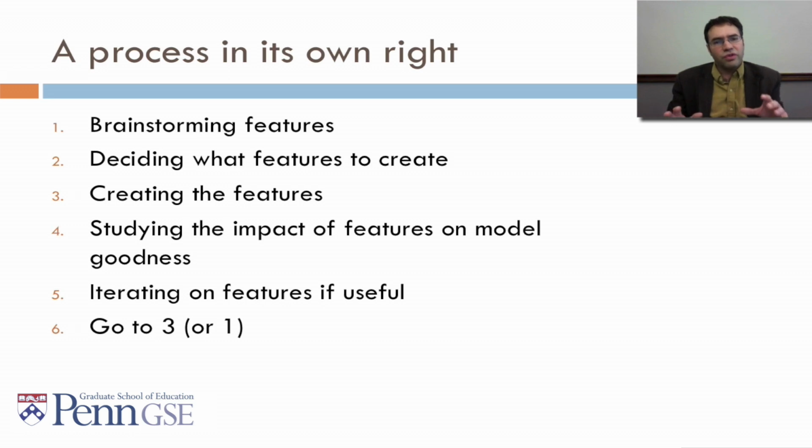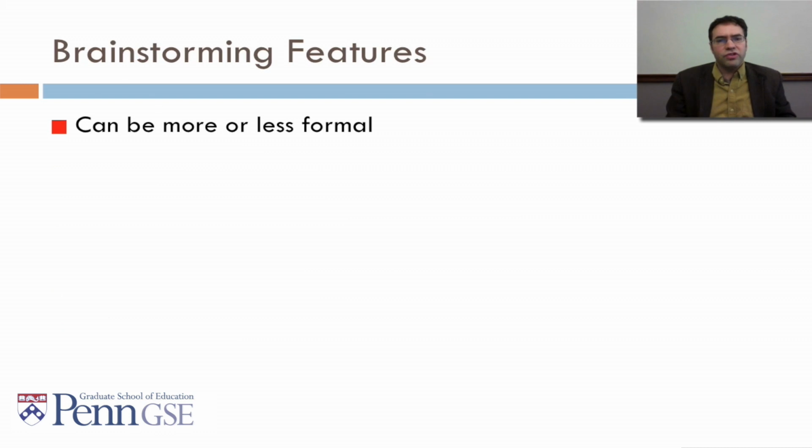It's a process in its own right. You brainstorm features. You decide what features to create. You create the features. You study the impact of the features on the model goodness. Then you iterate on the features if useful, and then you go back to creating more features or brainstorming more features until you feel like you're done. Brainstorming features can be more or less formal.